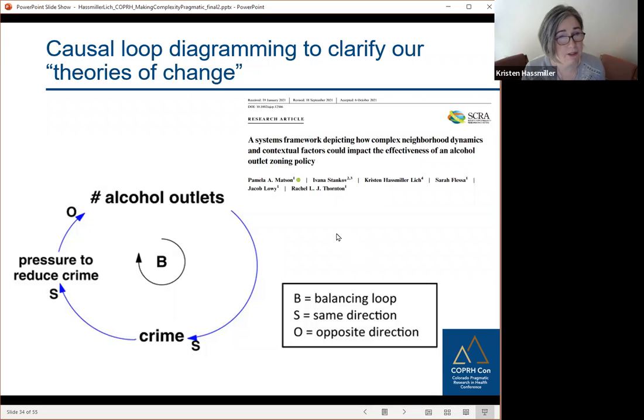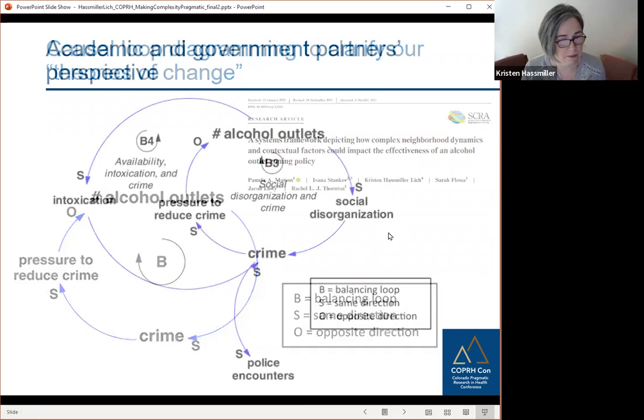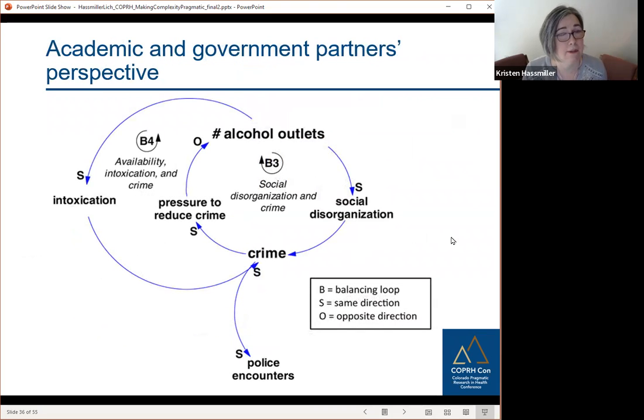And so what we did was we used causal loop diagramming as a way to structure conversations to really understand the theory of change, and to start to think about whether there might be some policy resistance in here. We had a number of conversations in the community, first with our academic and government partners to clarify their mental models, their understanding of how things worked, why they thought there was a lot of crime that triggers a pressure to reduce crime, and pressure to reduce crime led them to change zoning policy to reduce the number of alcohol outlets.